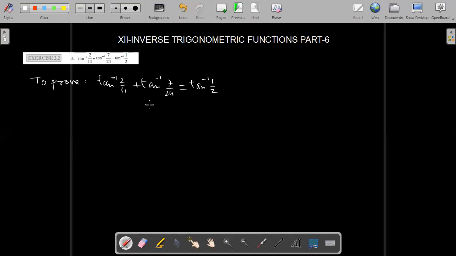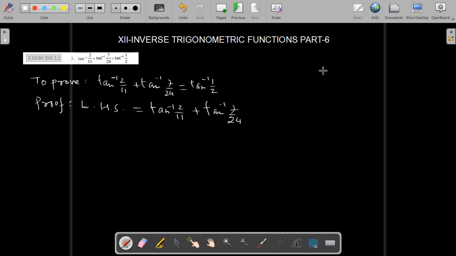tan inverse 2 by 11 plus tan inverse 7 by 24 is equal to tan inverse 1 by 2. So here, we will take the left hand side, which is equal to tan inverse 2 by 11 plus tan inverse 7 by 24, and now use the formula.